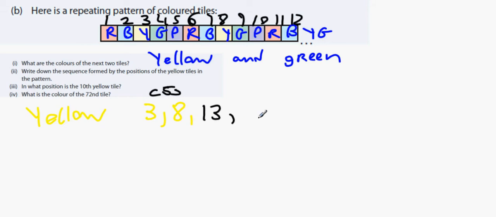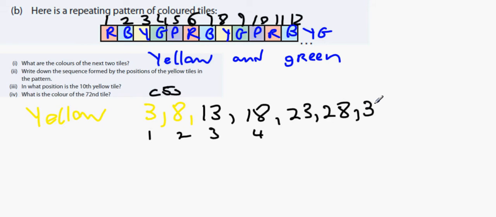Okay, and this is the sequence. What is the position of the 10th yellow tile? Well, if we keep counting, this is the first, the second, the third, the fourth. The fifth one would be 23. The sixth would be 28. The seventh would be 33. The eighth would be 38. The ninth would be 43. The 10th would be 48.